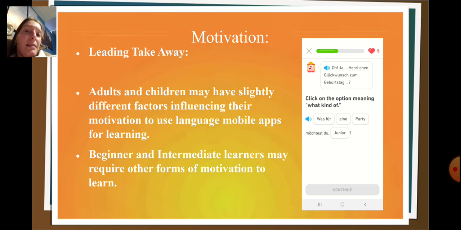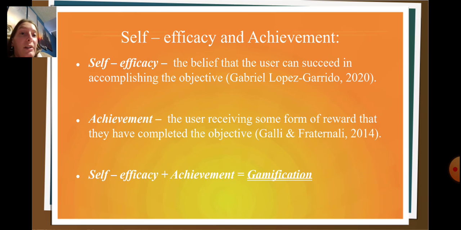So, what this suggests for motivation is that adults and children may have slightly different factors influencing their motivation to use language mobile apps for learning. As well, beginner and intermediate learners may require other forms of motivation to learn.